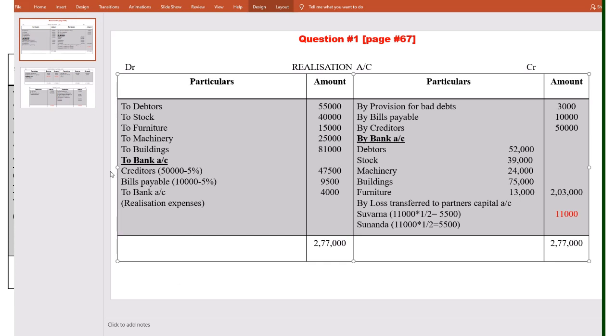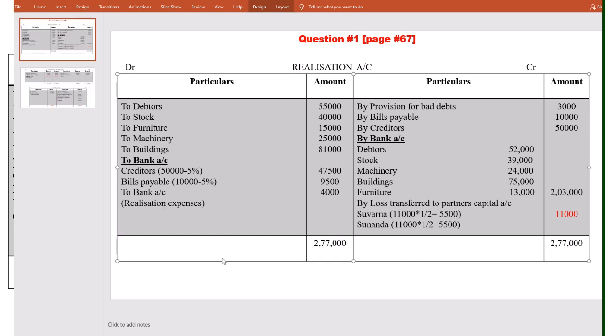Let me see how you are taking up this problem. Once you have understood this problem, copy down all these things. Now next we will go to the partners' capital account and how to prepare the bank account. I am going to teach you.